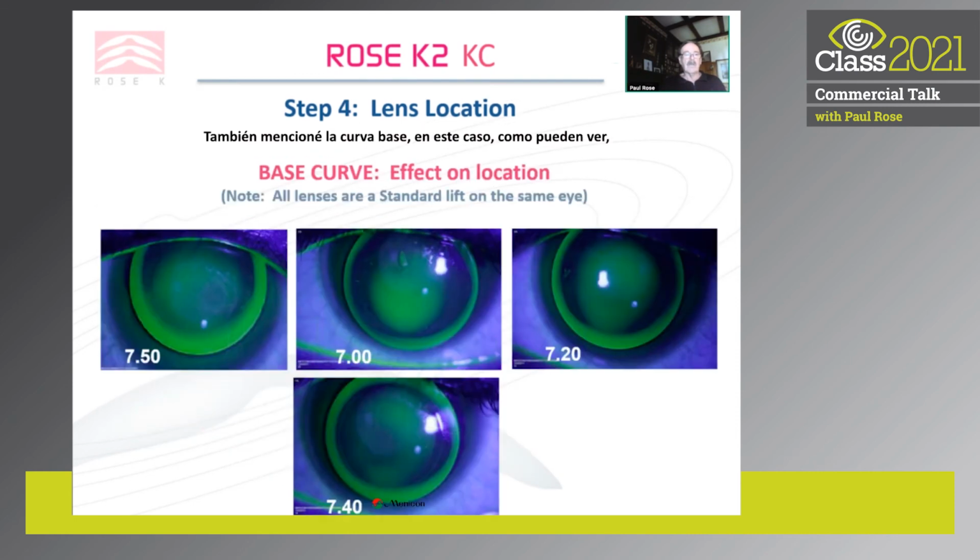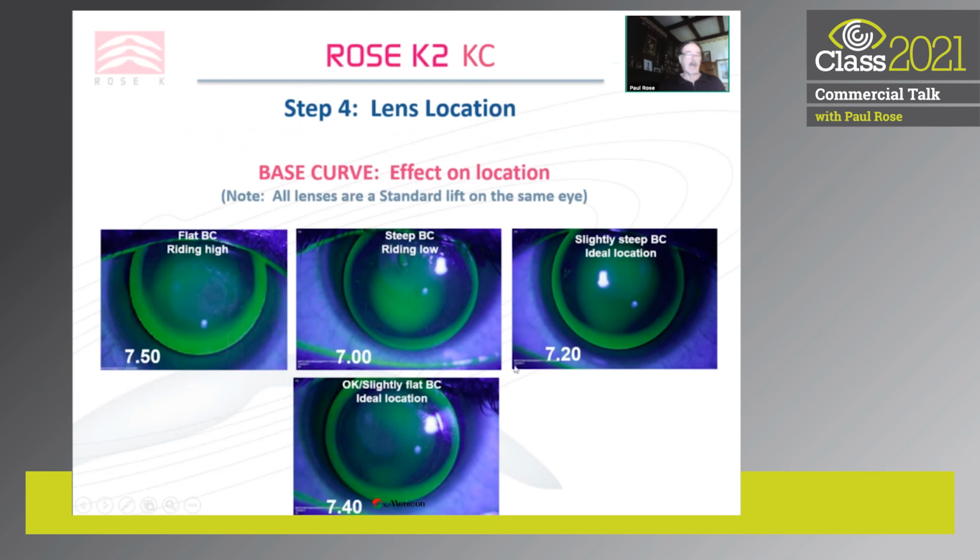Also, I mentioned base curve. In these cases, you can see this is the flattest base curve. The lens is here, the steepest, and these two are in between. So this flat one, the lens is right in the highest, the steepest, the lowest, and these two locate fairly well. But look at the difference in the edge lift pattern. Even though all these pictures are on the same eye with a standard lift trial lens, just look how much the edge pattern varies.